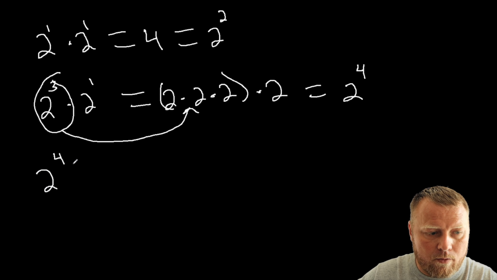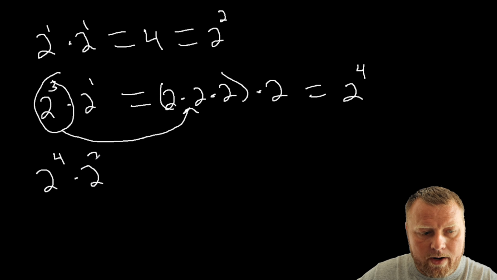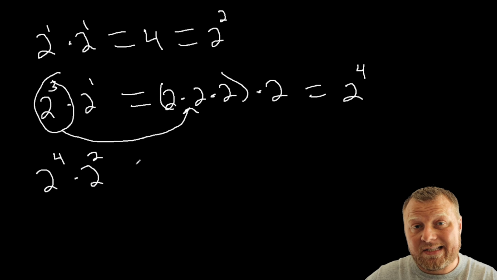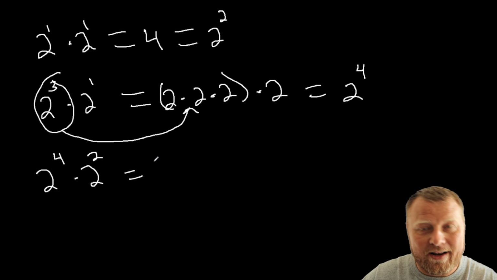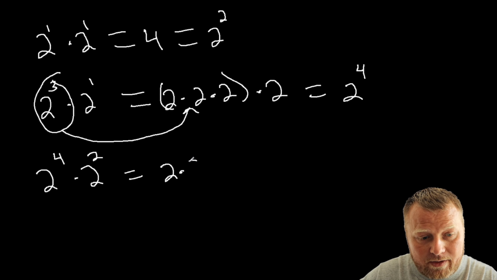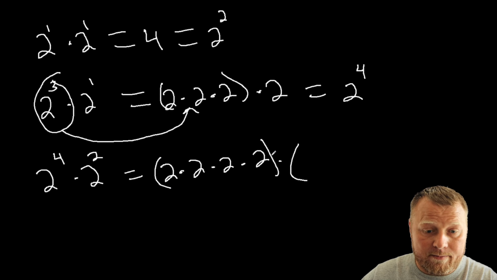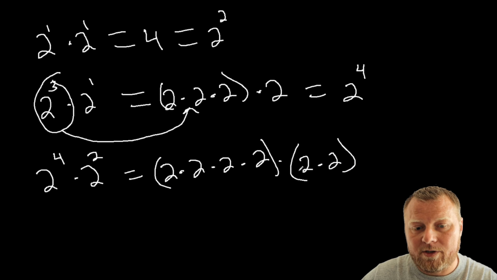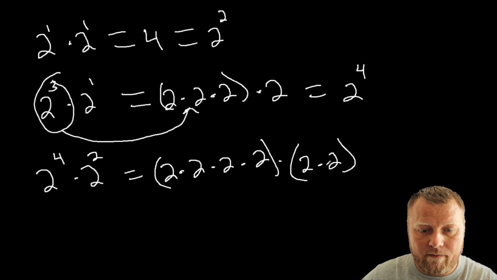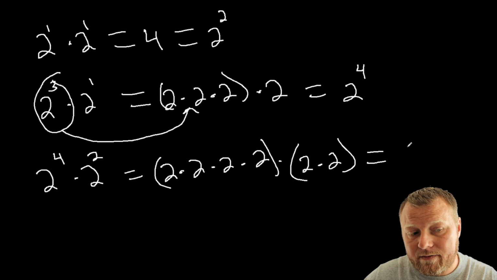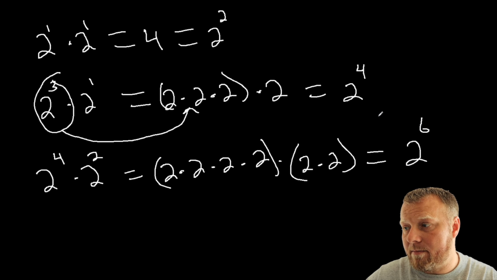So let's do 2 to the fourth times 2 squared. Let's see if that equals 2 to the sixth, which I know it does. And I think you guys get the point as well. 2 times 2 times 2 times 2. That's the first part of this expression, 2 to the fourth, times, and I'll put them both in parentheses, 2 times 2, which again, we have 1, 2, 3, 4, 5, 6 2's. That does in fact equal 2 to the sixth power.